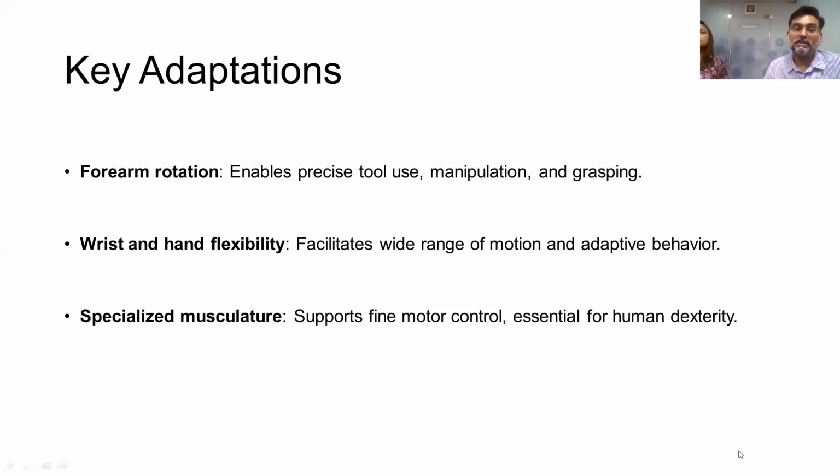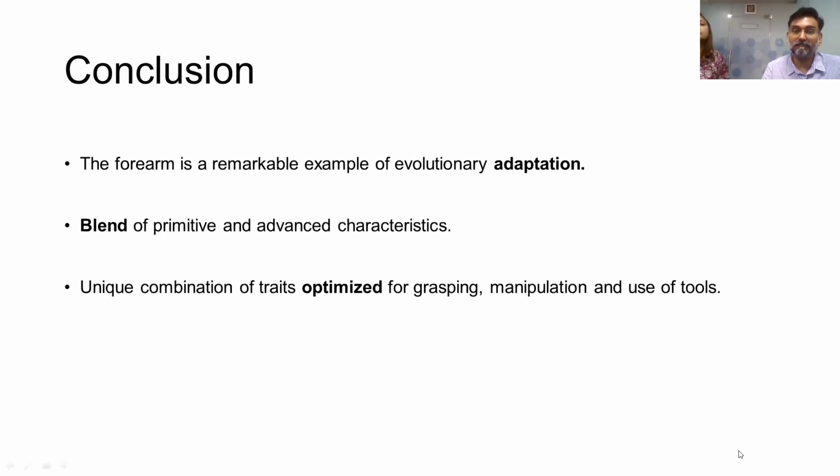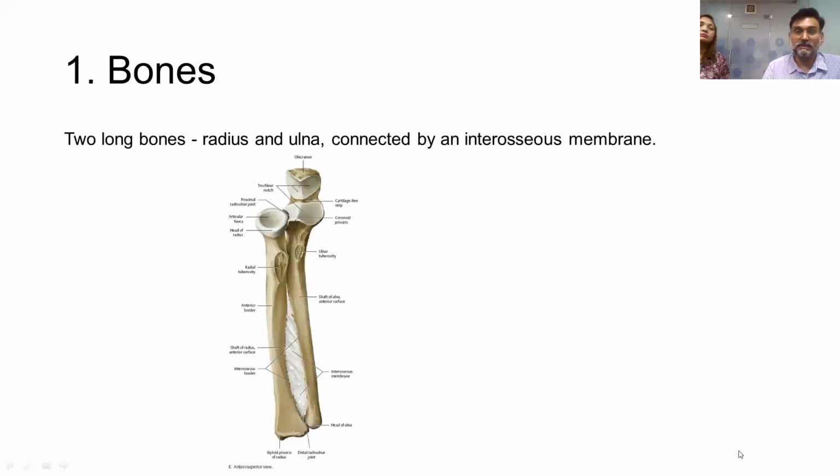Thus, key adaptations in human beings are for forearm rotation. The forearm enables precise tool use, manipulation, and grasping. Wrist and hand flexibility facilitates wide range of motion and adaptive behavior. And the specialized musculature supports fine motor control, which is essential for human dexterity. To conclude, the forearm is a remarkable example of evolutionary adaptation. It has a blend of primitive and advanced characteristics. It has a unique combination of traits optimized for grasping, manipulation, and use of tools.